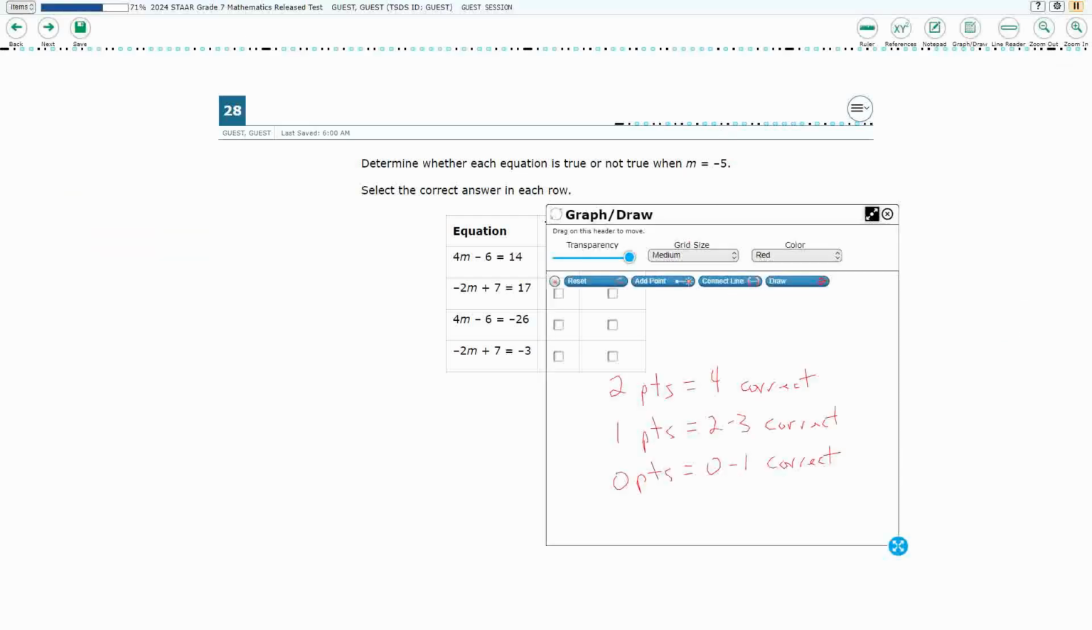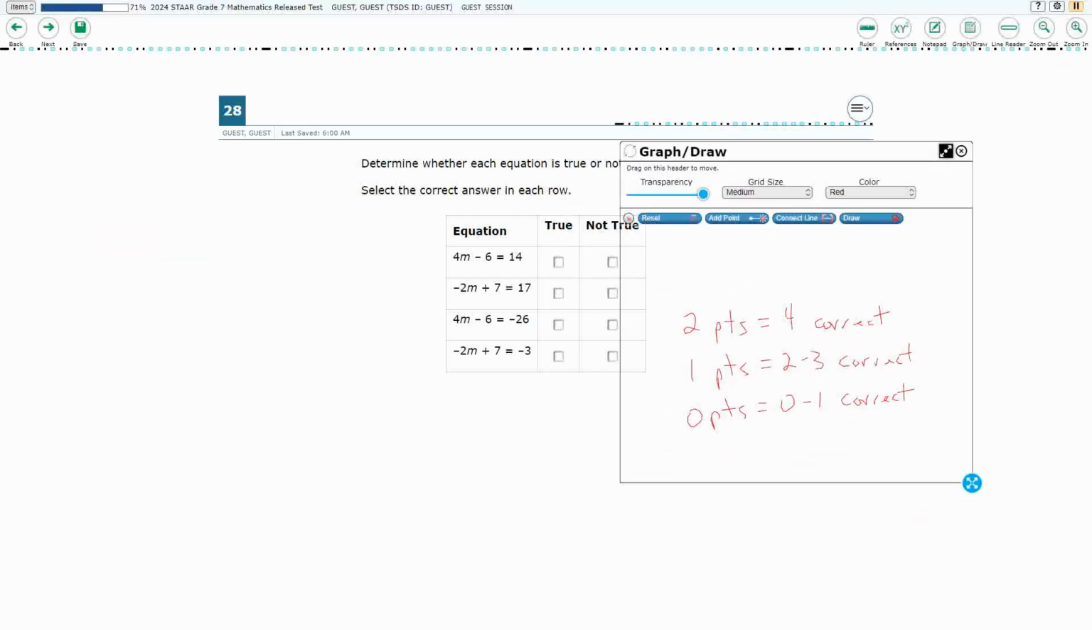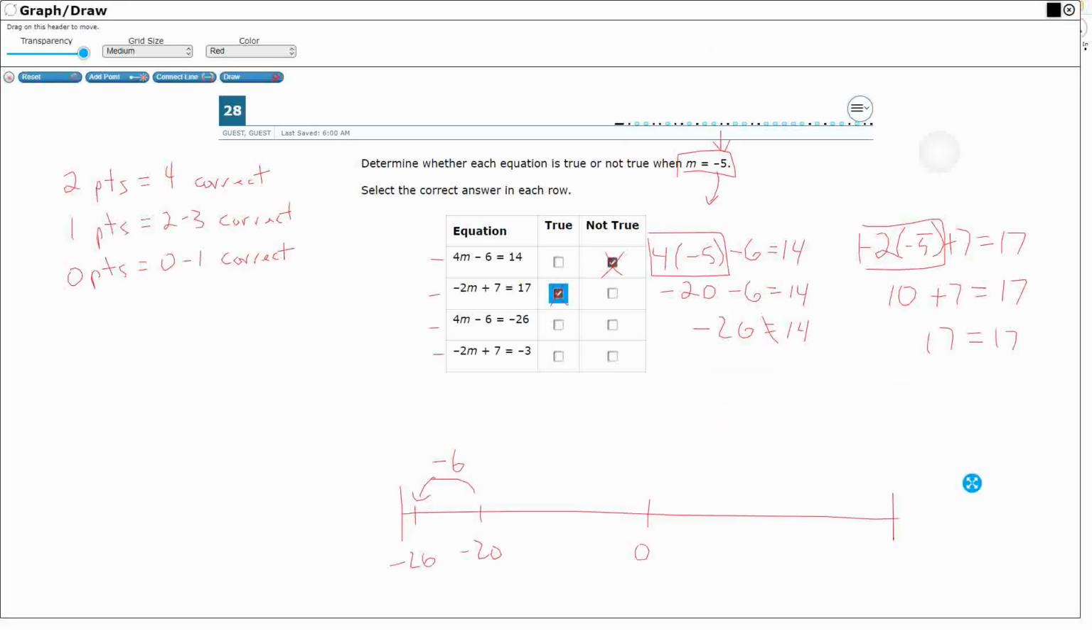Let's go ahead and mark those. My first one is going to be not true. My second one is going to be true. All right, let's go to the other two over here. I'll make it right here: 4m minus 6 equals -26. So I'm going to replace that m with -5.